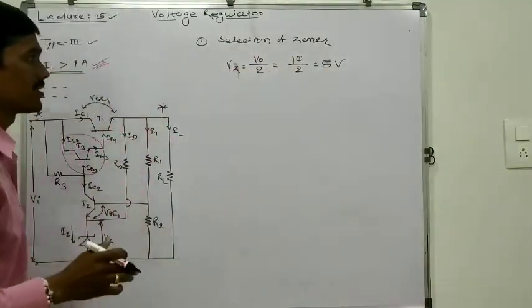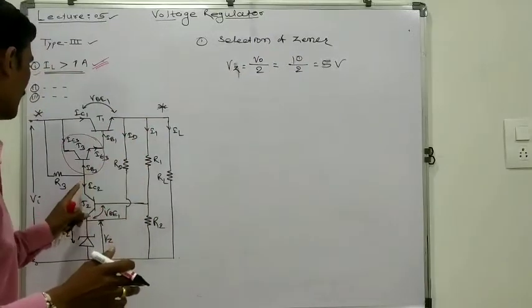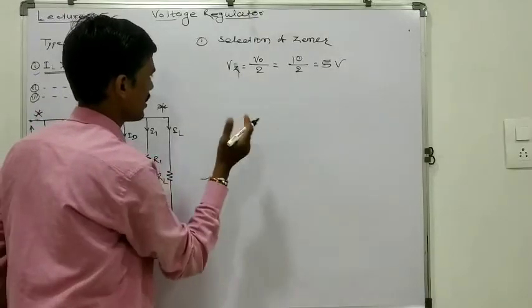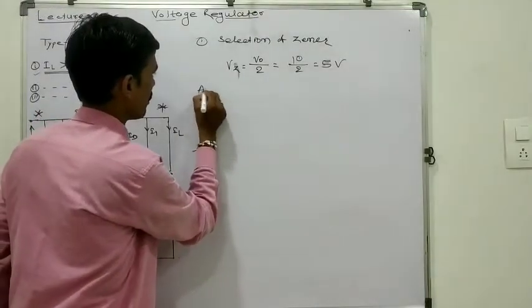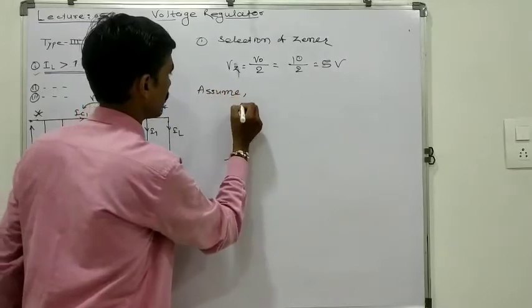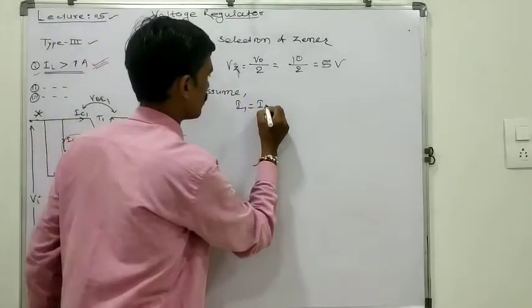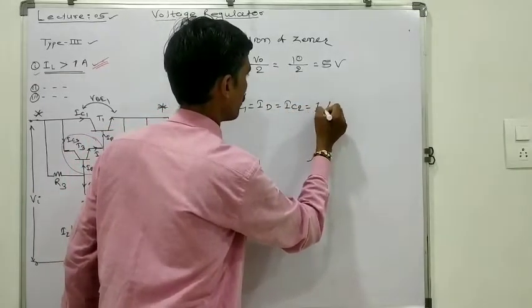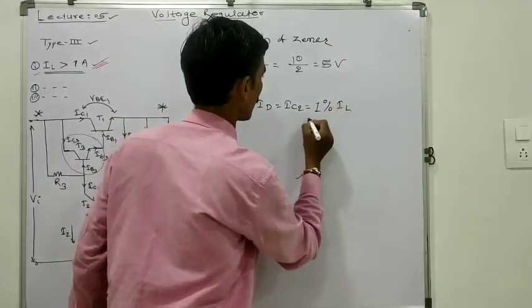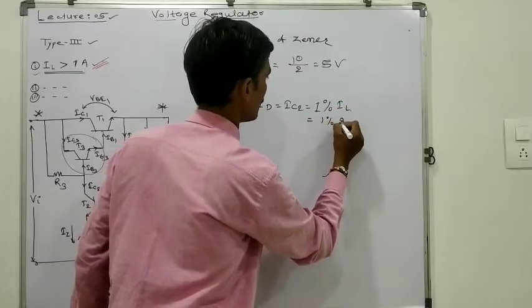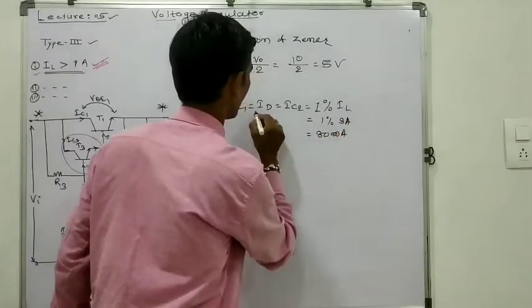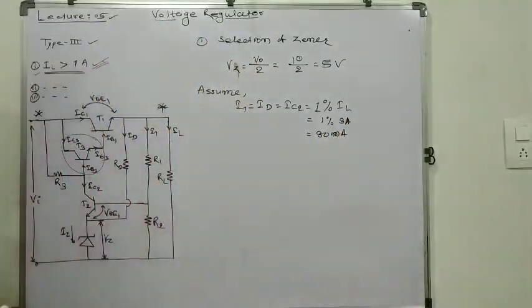Again, we have to consider the currents I1, ID and IC2. We assume 1 to 2% of the load current, so we can assume 1%. Assume I1 is equal to ID is equal to IC2 is equal to 1% of the load current. So 1% of 3 ampere is 30 milliampere. This is the value of the current. Next we have to calculate IZ.